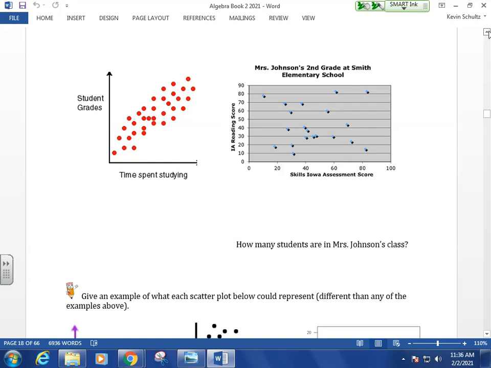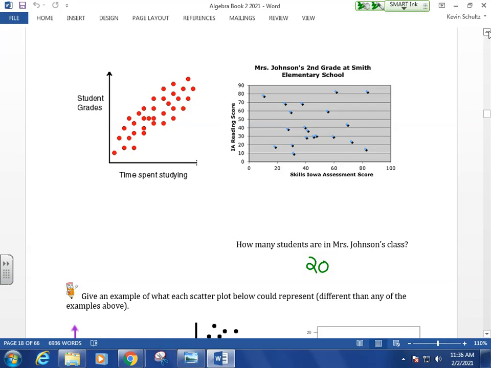Count the points, okay? So 1, 2, 3, 4, 5, 6, 7, 8, 9, 10, 11, 12, 13, 14, 15, 16, 17, 18, 19, 20. Does anybody have a caveat to that? Do we know for certain that there are 20 students in Mrs. Johnson's class, Brent? No. Why not? It doesn't say like the kids. It could be the kids take the test twice in a year, and it's like 10 kids in the class.